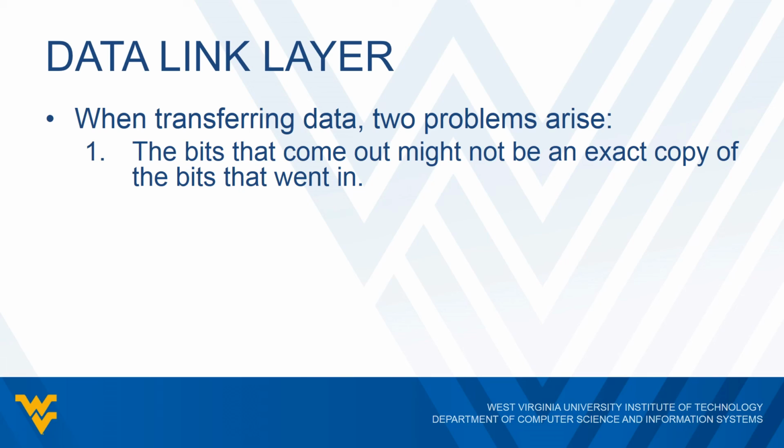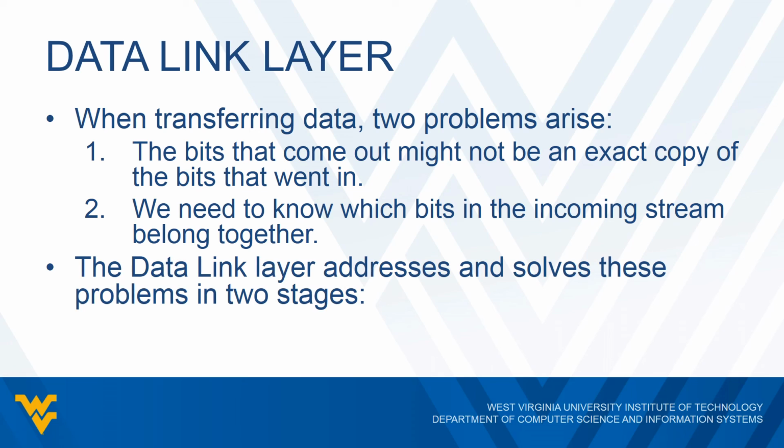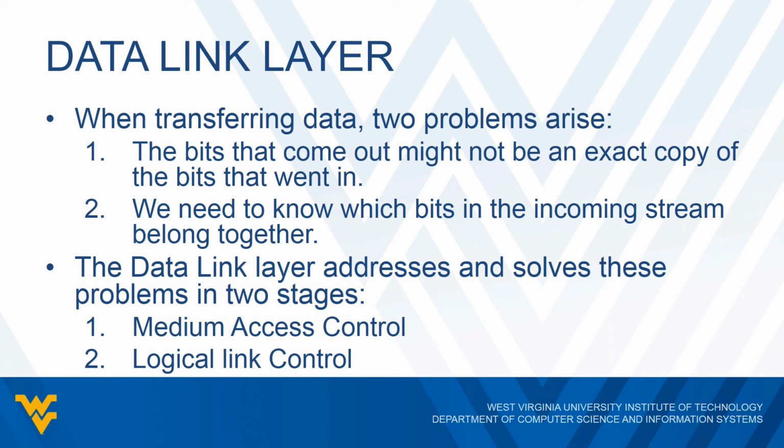Also, because we want to receive complete messages and not raw streams of bits, we need to know which bits in the incoming stream belong together. So we need to know the start and the end of a message. And this is called the framing problem. So it's the job of the data link protocols to address and solve these two different issues. And the way we do this is in two different stages. We can think of them as sublayers. So we have what's called the medium access control, and then we have the logical link control. Together, these two services form the data link layer.